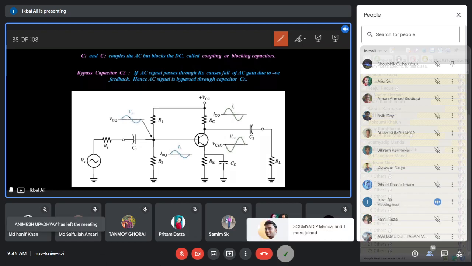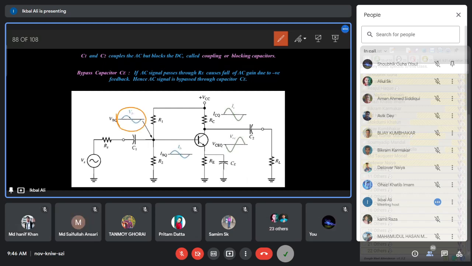Why is it called that? Because this input signal should be small. If the input signal is not small, then the nonlinearity of the transistor will be more. If the signal is large, then the excursion of the collector current on the output characteristics will be more, and there is nonlinearity present in the output characteristics of the transistor, and that will make your signal distorted.